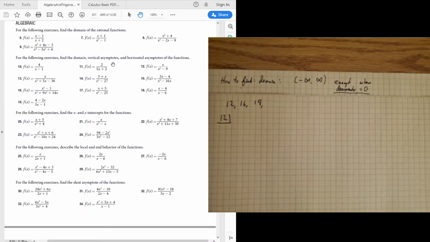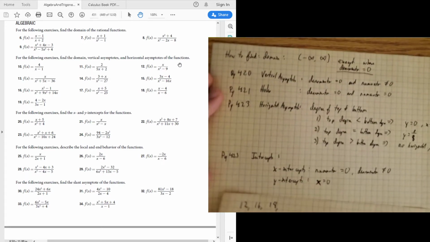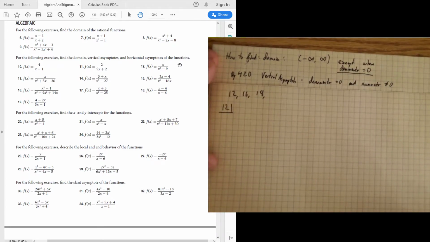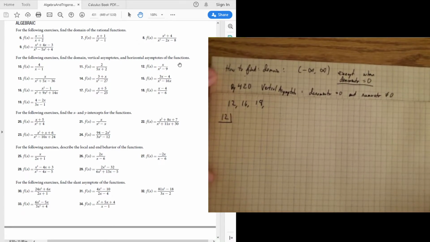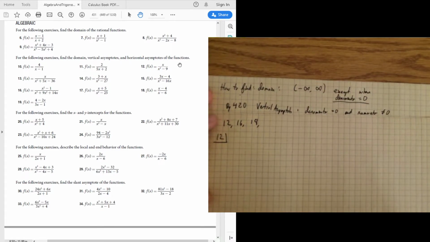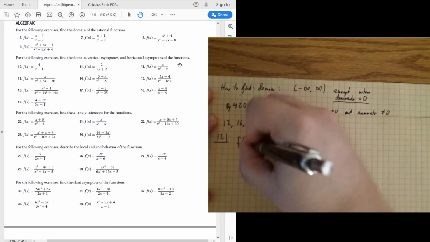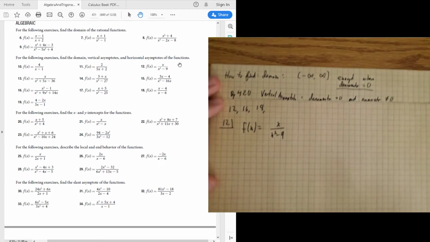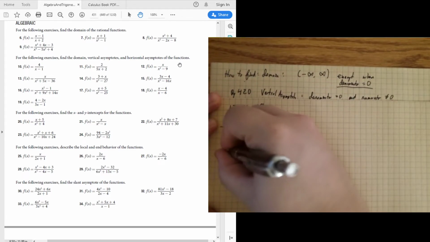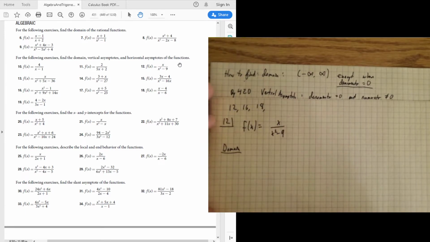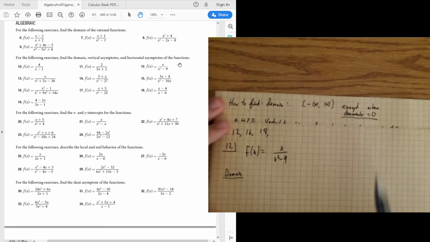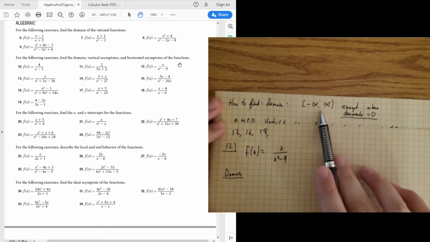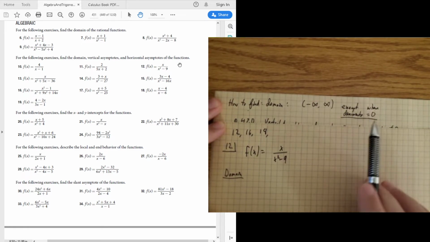Number 12 says, find the domain, vertical asymptotes, and horizontal asymptotes of the function. I'm going to go even farther, because I'm also going to find the intercepts as well, and if there's any holes, of course. Okay, number 12. This one's a really basic one. It says we have the function f of x is equal to x over x squared minus 9. So let's do it in pieces. Let's first start with the domain. How do we determine the domain? Well, the domain is all the numbers except when the denominator equals 0.